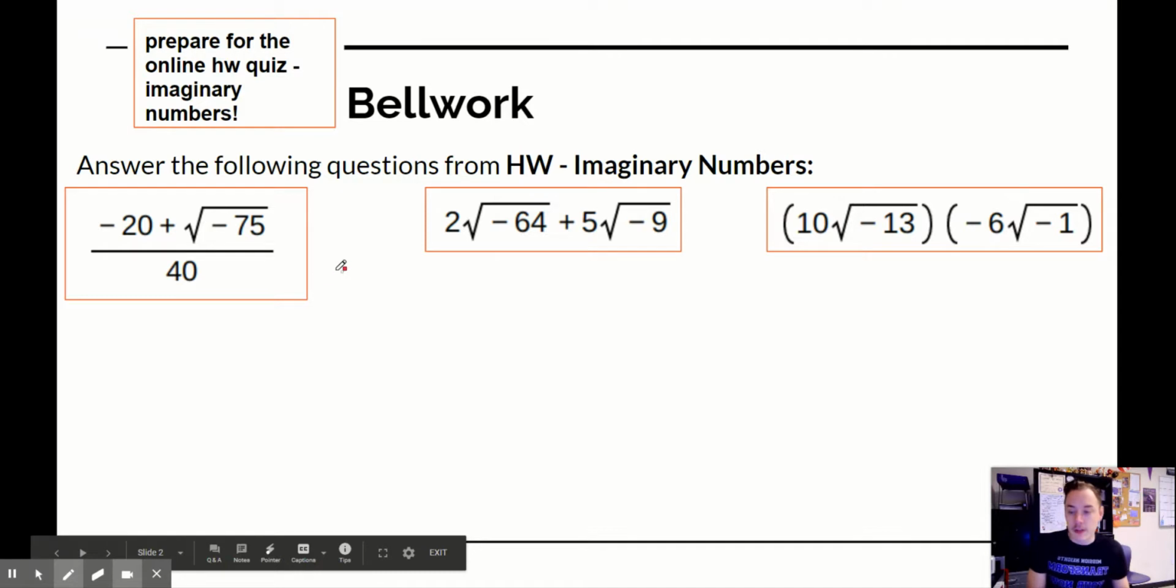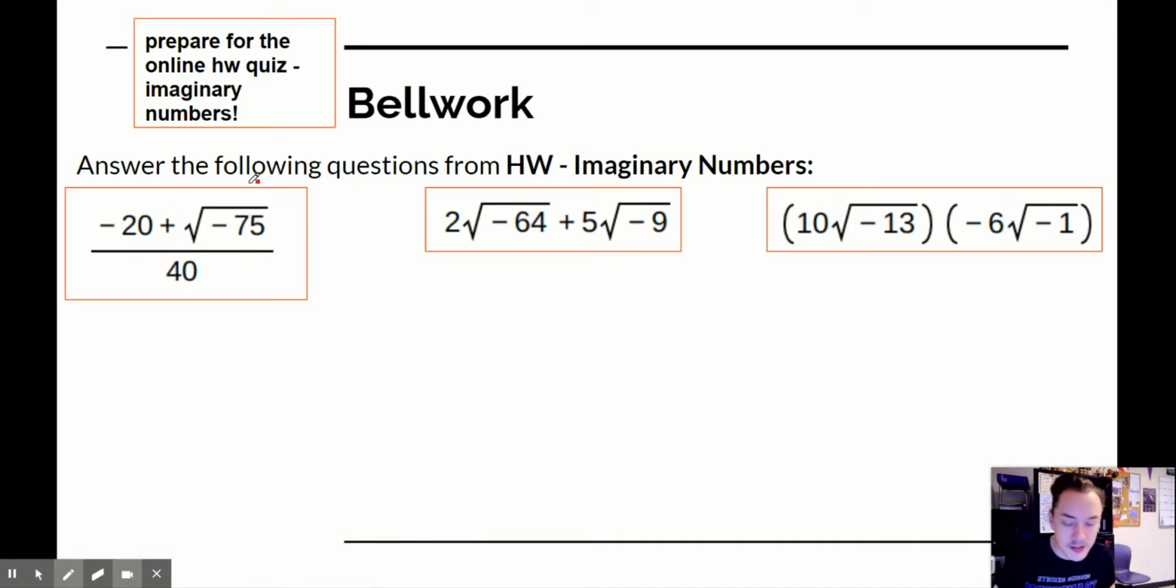All right, so today we have these questions on our bell work. Dividing, adding, and then multiplying. So get them down, pause the video if you need to.